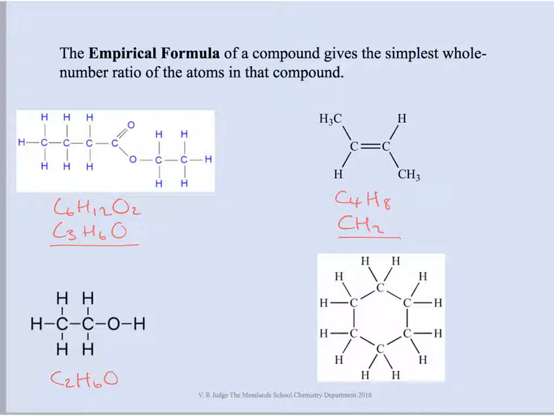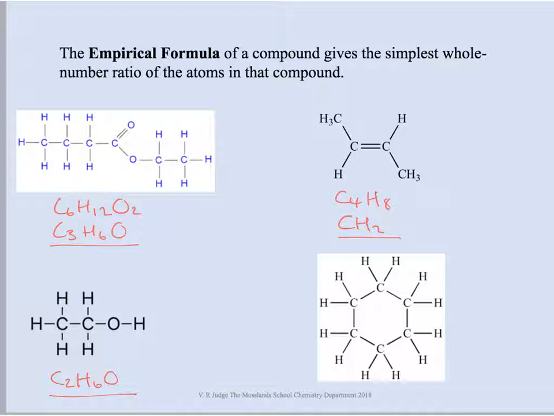Now sometimes, just to be aware, if you can't divide all of those numbers of different elements by a certain number to get a simpler ratio, then you already have the empirical formula. So as we've only got 1 oxygen in this compound, we can't make that any simpler. So this is the empirical formula, and it also happens to be the molecular formula for ethanol.